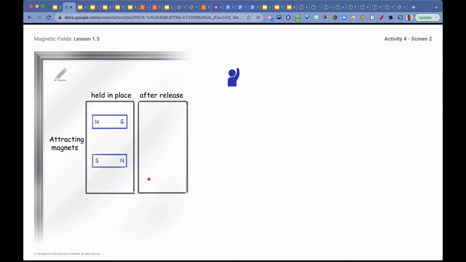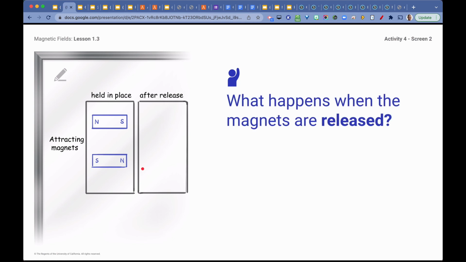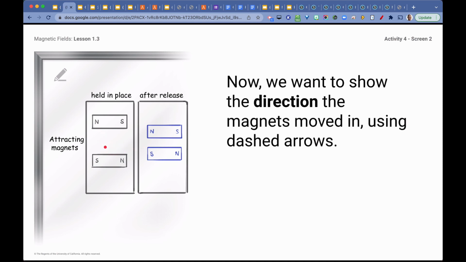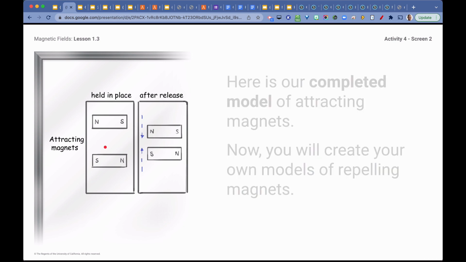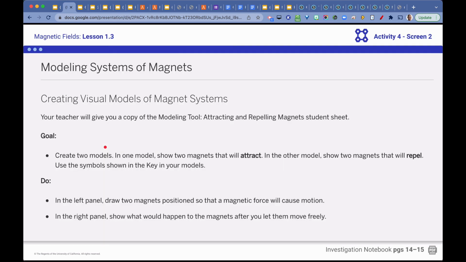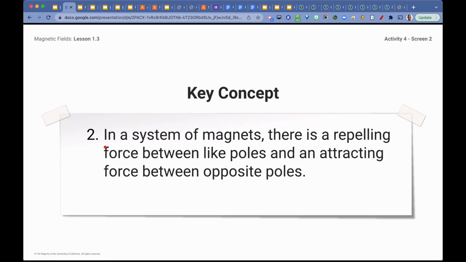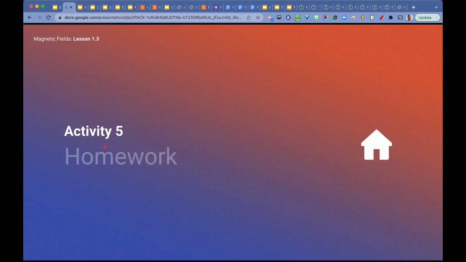So here's an example of the magnets that the poles are aligned in opposite ways. And so held in place, and then after releasing the magnets then moved in the direction. So that was an example of how to do it, and then they did it for the other way. When the poles of the magnets were aligned in the same way, they had to do that. And so we went over that as well. Then when you wrote down key concept number 2, in a system of magnets, there's a repelling force between like poles and attracting force between opposite poles.